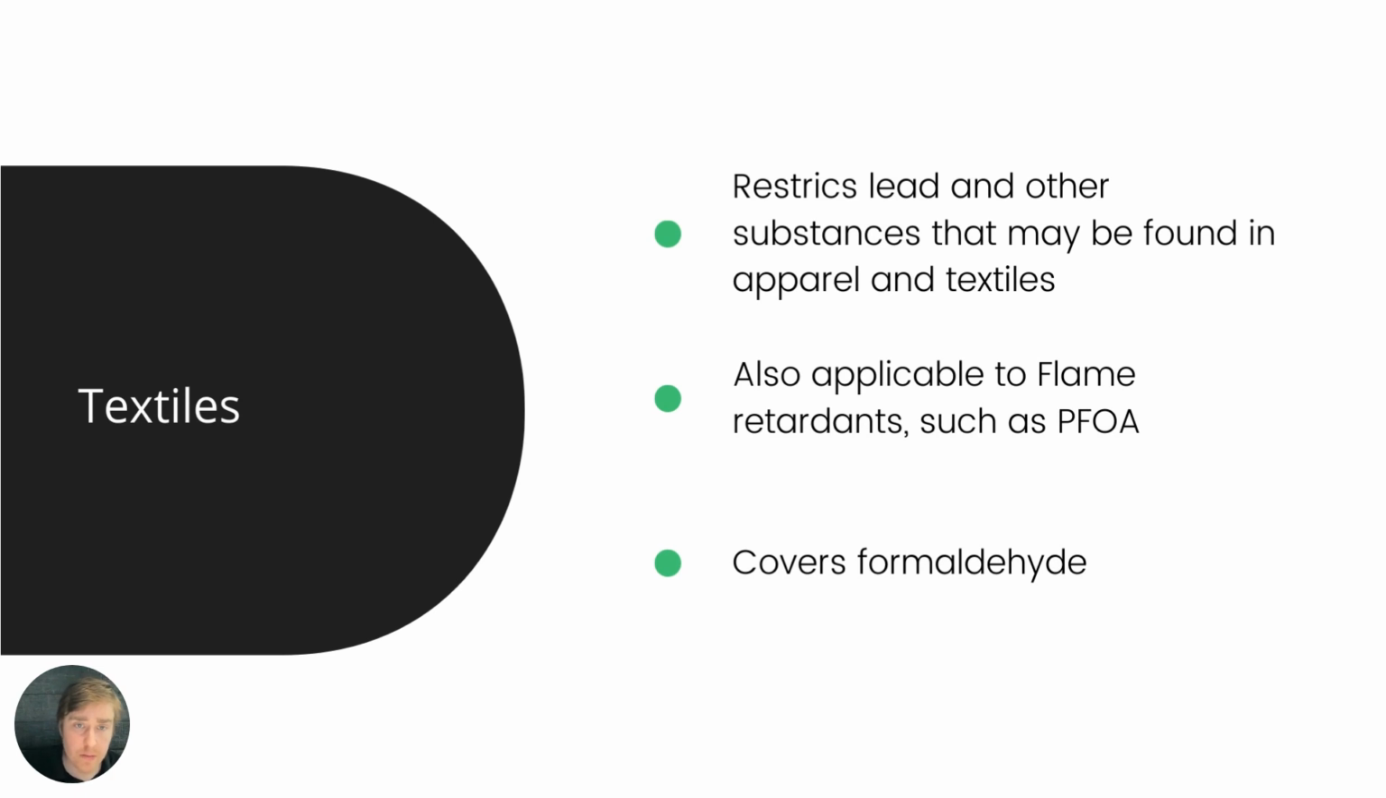Okay, second category, textiles. CA Prop 65 restricts lead and other substances that can be found in apparel and home textiles. The regulation also covers flame retardants, and also formaldehyde. So there's a range of different substances to take into consideration here when it comes to California Prop 65 and textiles.